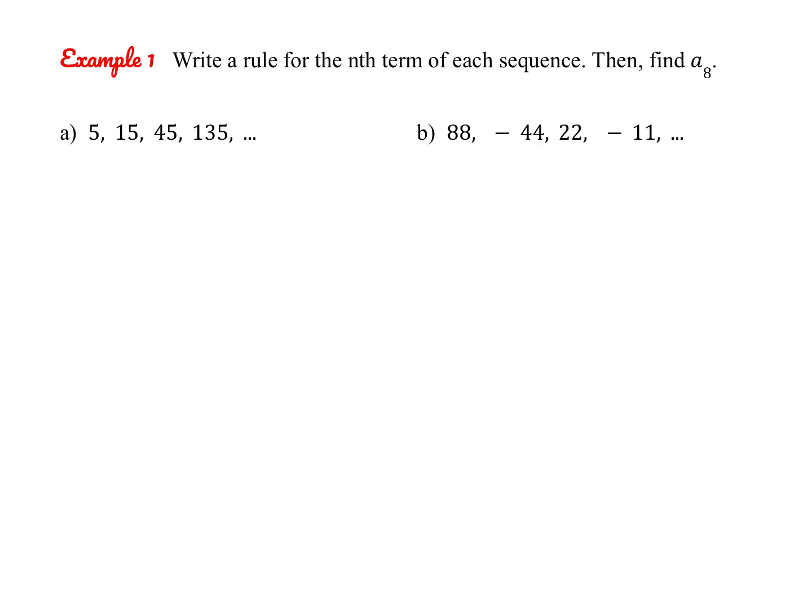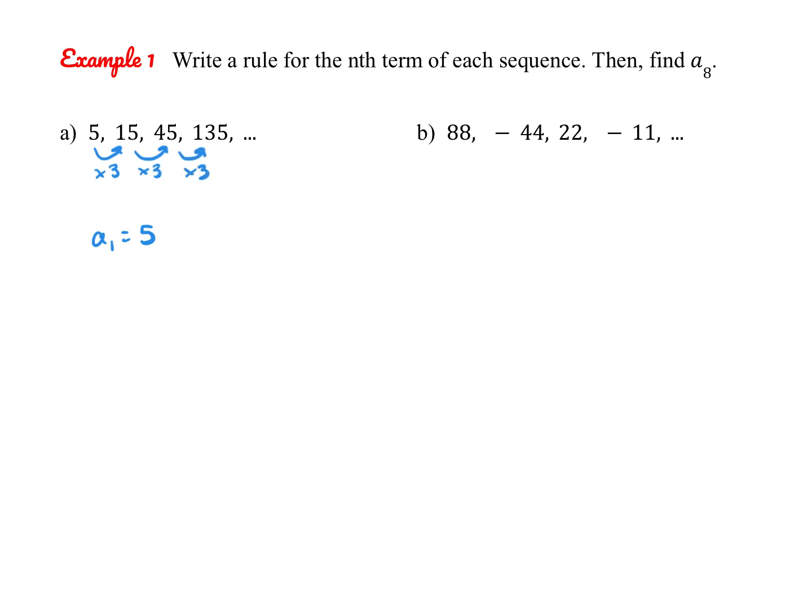All right, let's give this a try. We're going to write a rule for the nth term of each sequence, and then we're going to find the 8th term using that rule. So for these, since we're given the sequence, we can see what the first term is. I can see that a sub 1 is 5. That's my first term. Now, sometimes when you're looking for the common ratio, the pattern is pretty clear. Like I can see here that I'm multiplying by 3 to get to the next term.